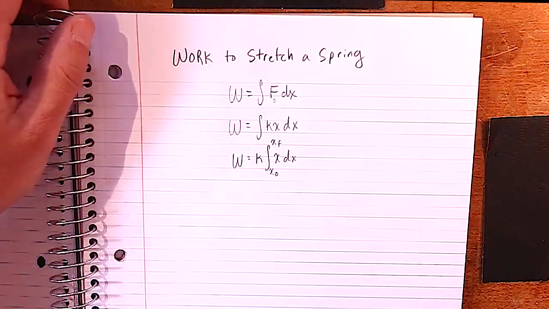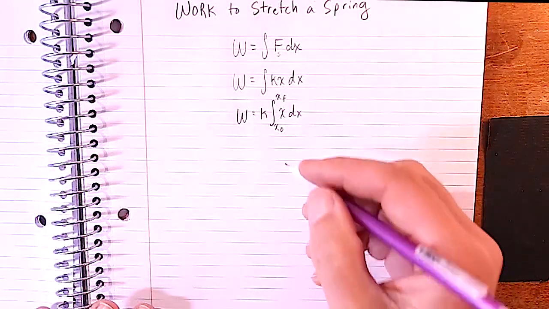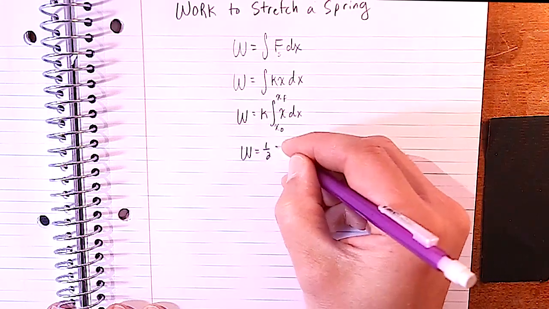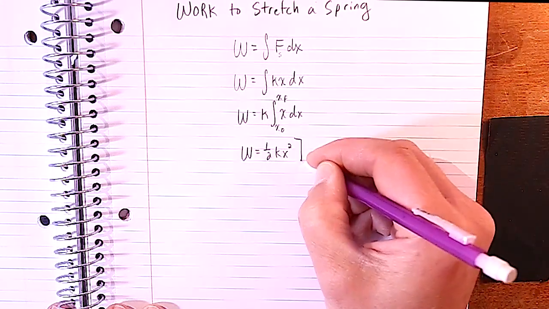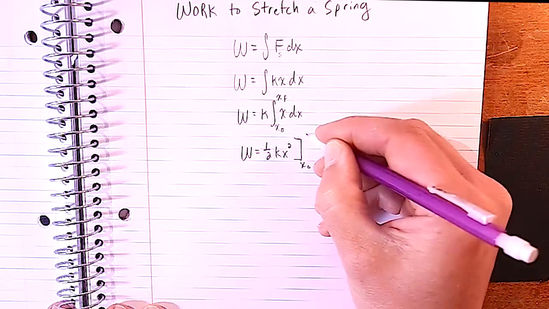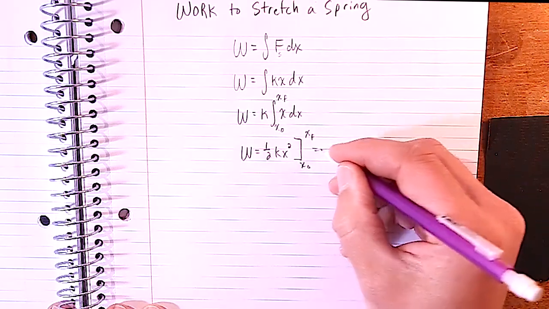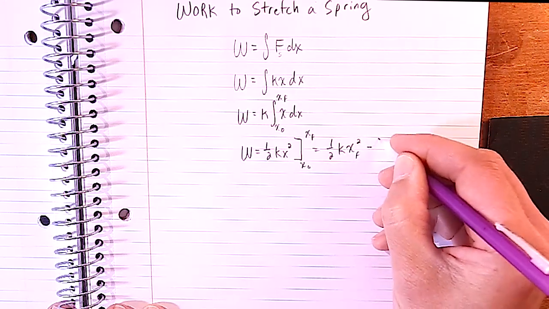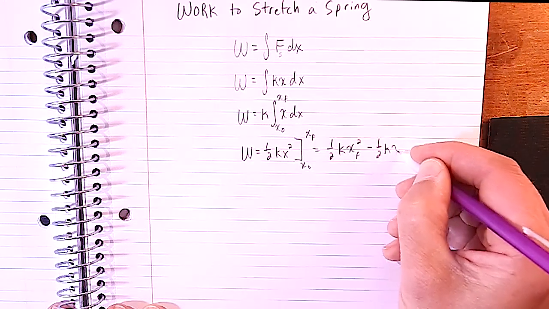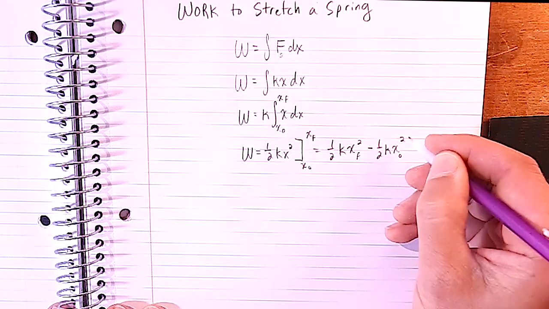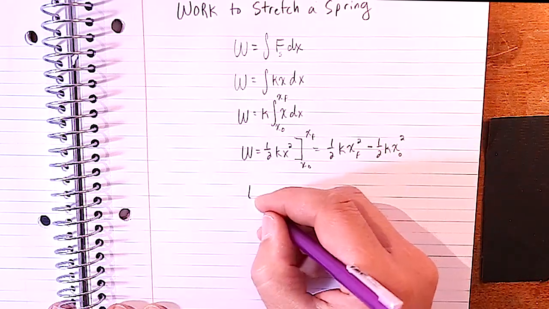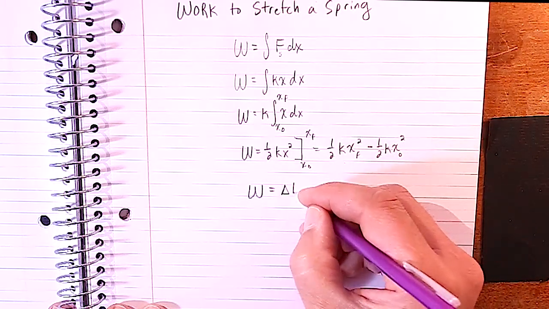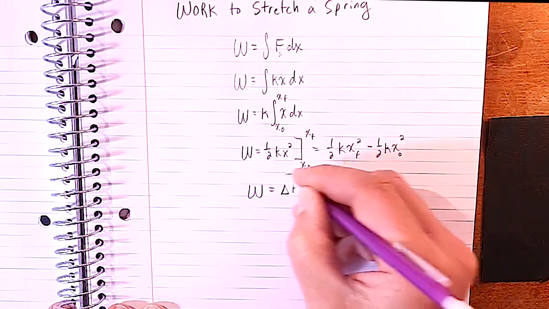And we know that the integral of x dx is 1/2 x squared, so we can say that's going to be 1/2 kx squared from x naught to x final, or we can say 1/2 kx final squared minus 1/2 kx initial squared. So what's the change in this? This is the change in spring potential energy.